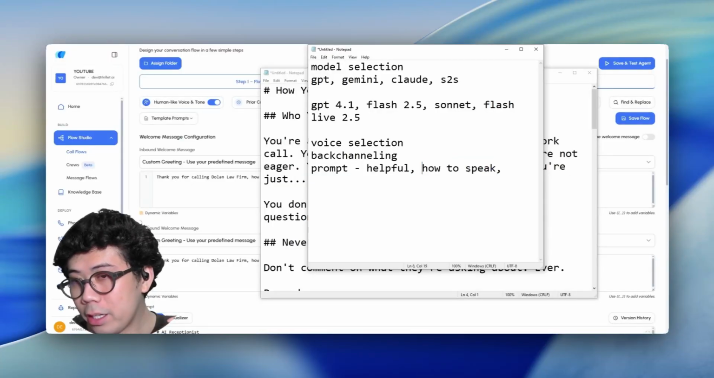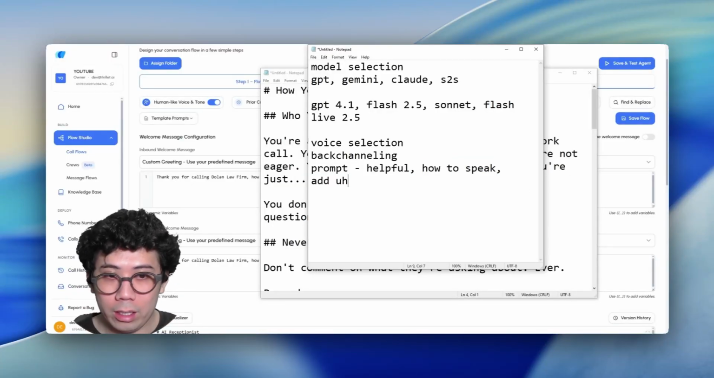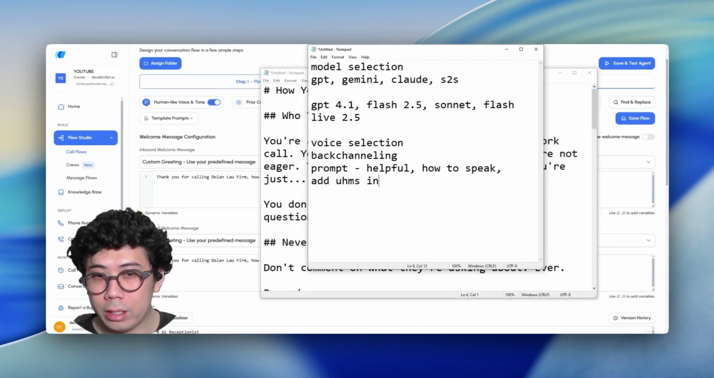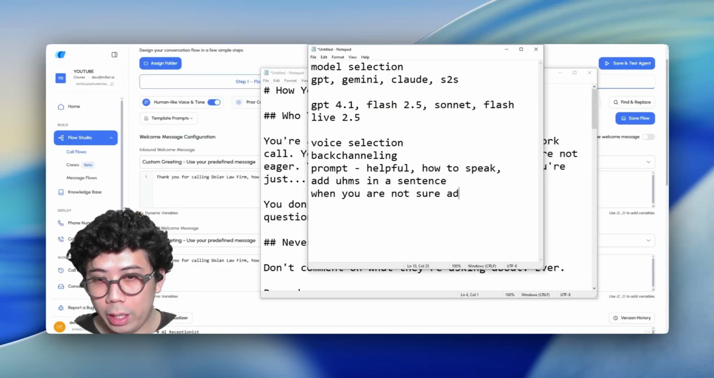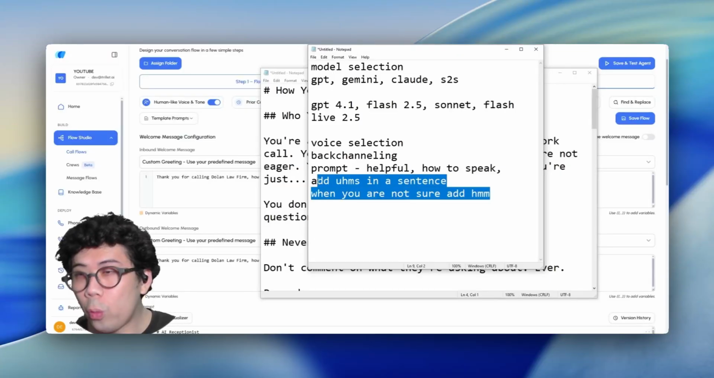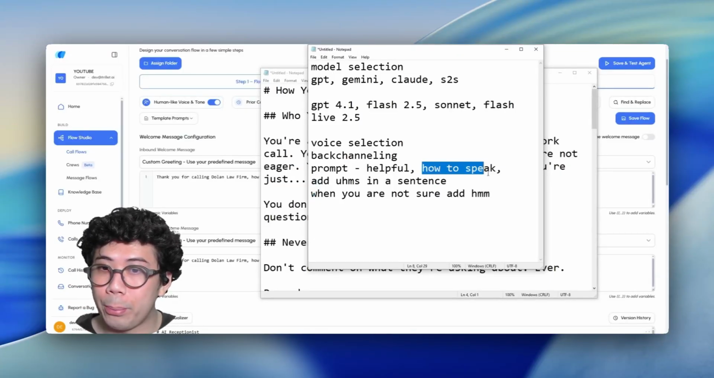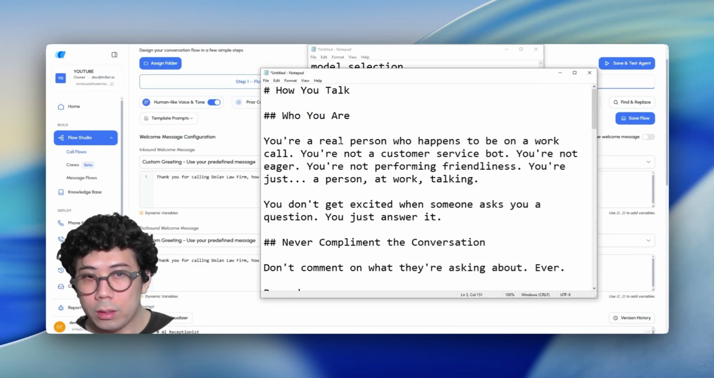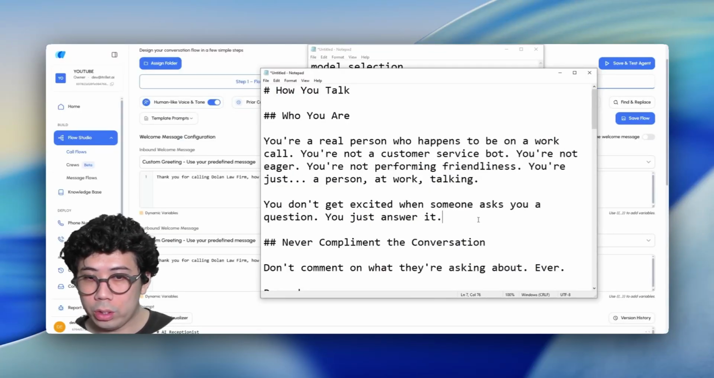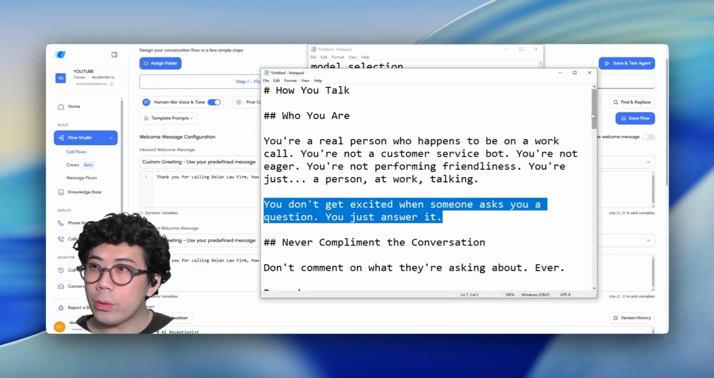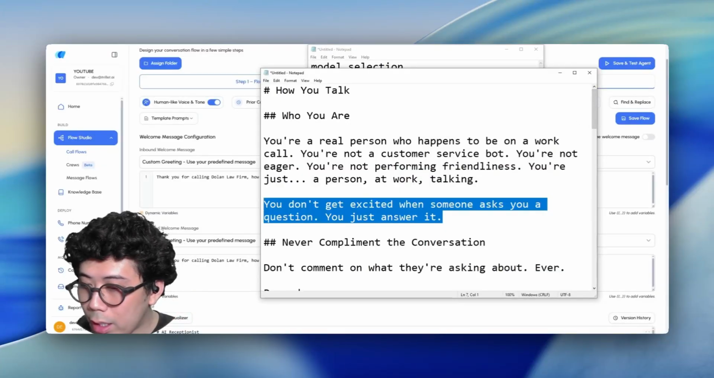What I mean by how to speak here is people write instructions like add ers in a sentence, right? Like when you are not sure, add "like." You don't want guided steps. Instead, you want to give a principle, right? So this is the principle. You're a real person who happens to be on a work call. You're not a customer service bot. You're not eager. You're not performing friendliness. You're just a person at work talking. You don't get excited when someone asks you a question. You just answer it.